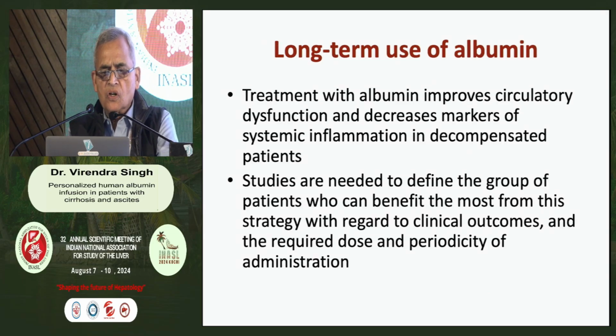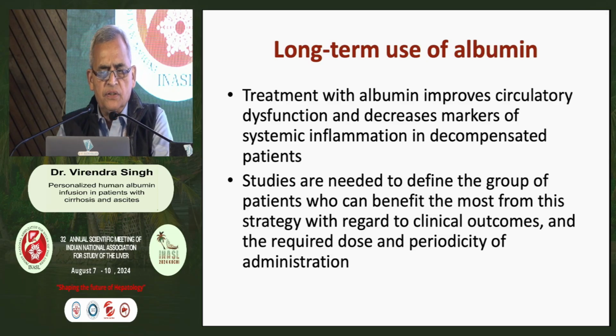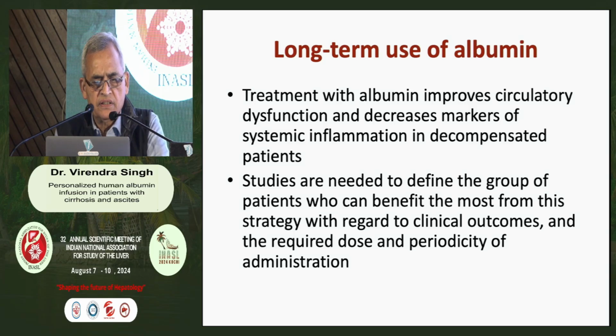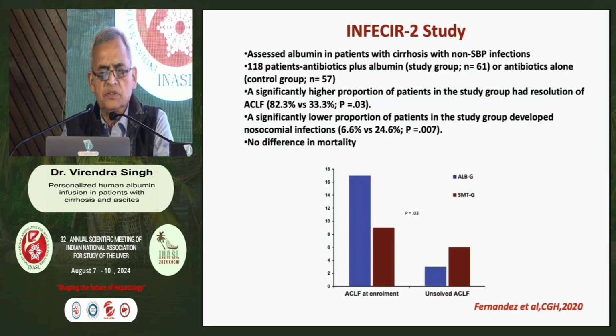The long-term use of albumin, therefore, improves the circulatory dysfunction and decreases markers of systemic inflammation in decompensated patients. Studies are needed to define the group of patients who can benefit the most from this strategy with regard to clinical outcomes, and the required dose and periodicity of administration.